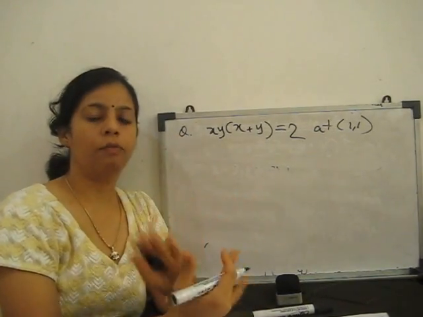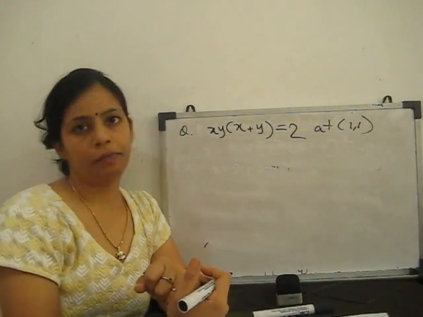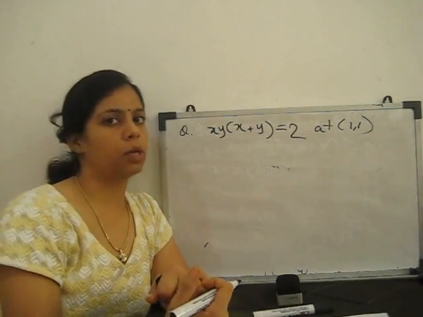Step 1: first we have to find out the tangent. For the tangent, if it is origin, we have to find out at (0, 0). We compare the lowest power term equal to 0.